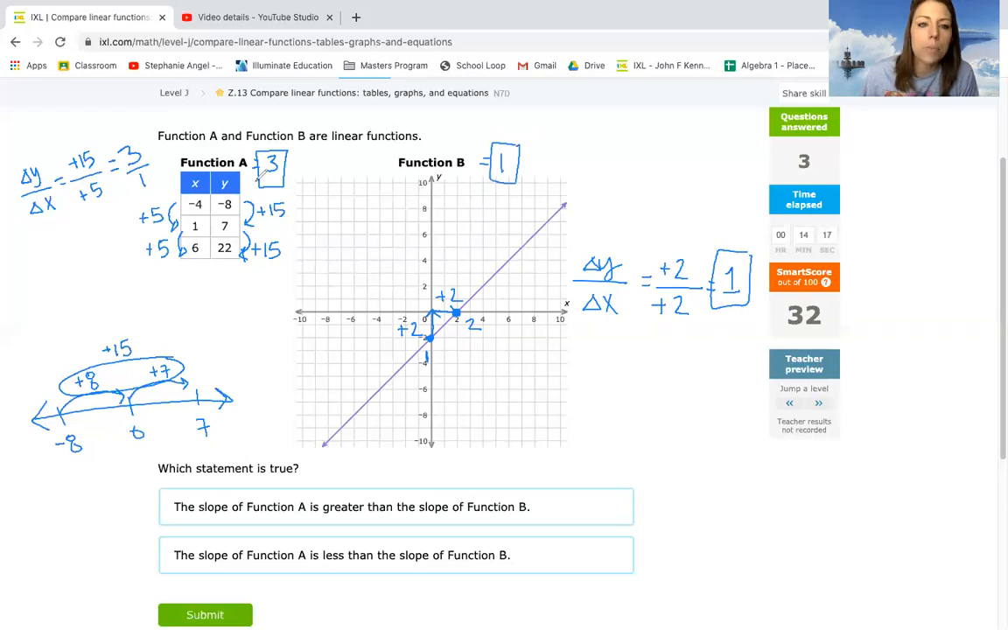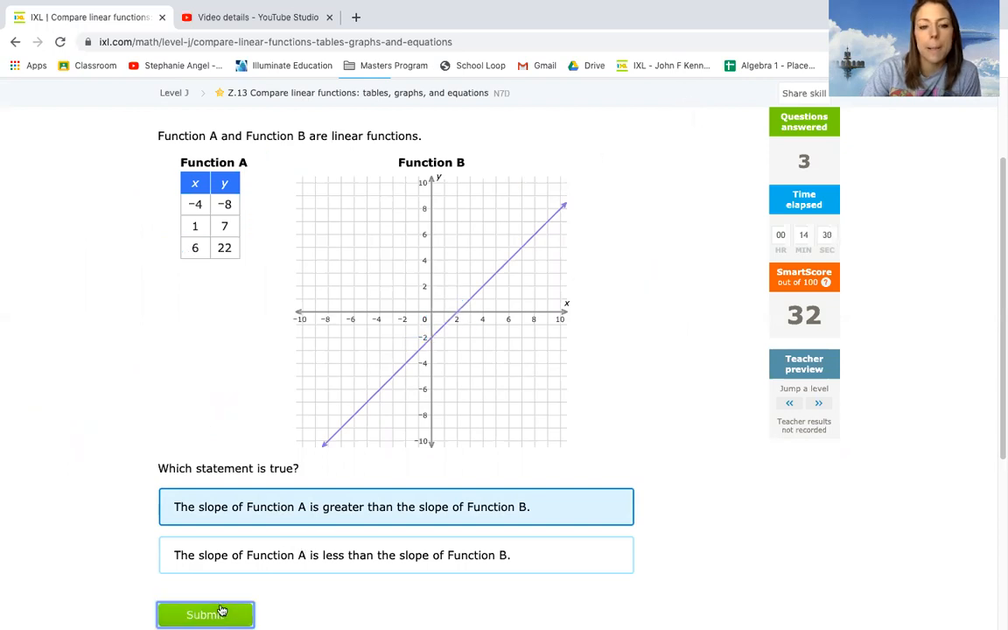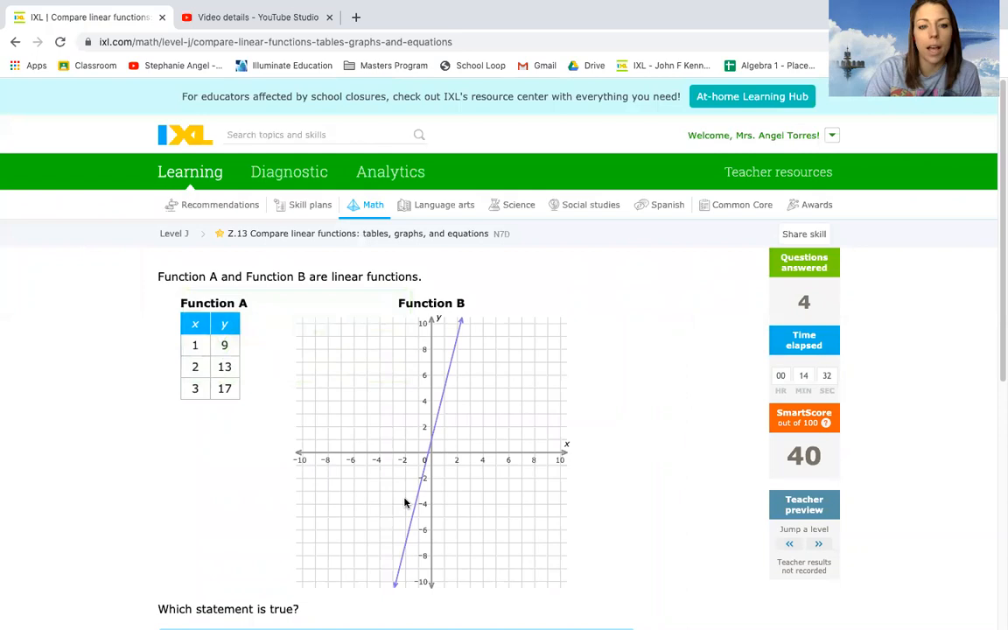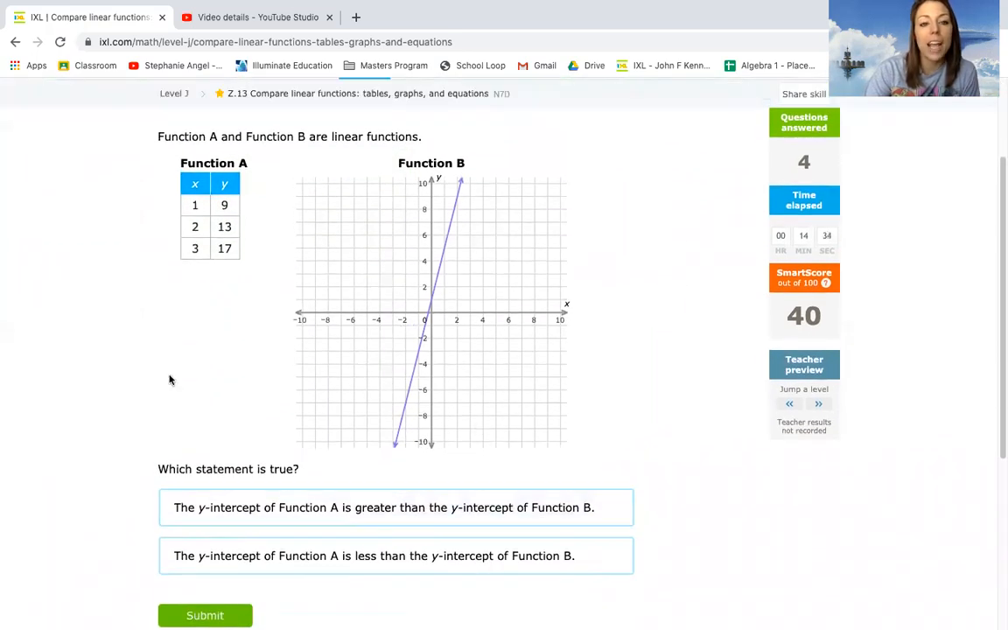All right, so the slope of function A is 3. The slope of function B is 1. Which one is greater? I believe function A has a greater slope. I'm going to clear my drawings here and see if that's correct. And we were right, look at that. Awesome.